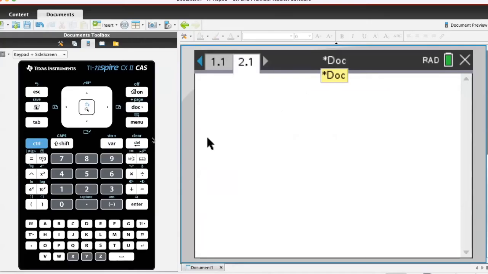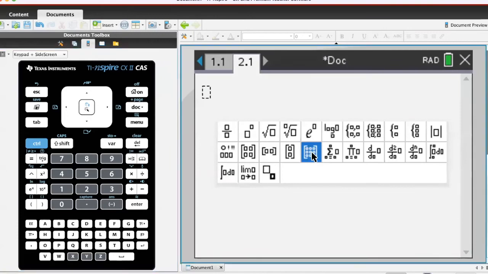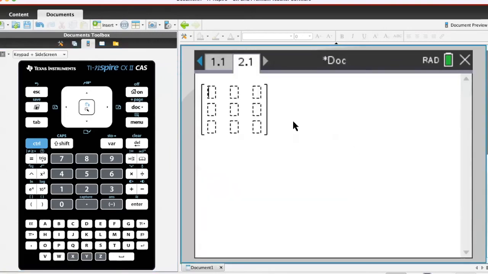Okay, so if I come over to my graphics calculator, I'm going to now do my two matrices. So I'll do my Leslie matrix, which is going to be 0, 2.3, 0.4, and I'll fill out the rest.